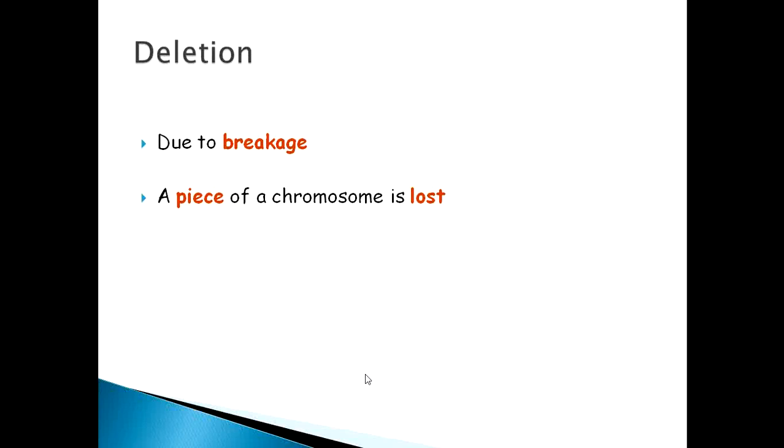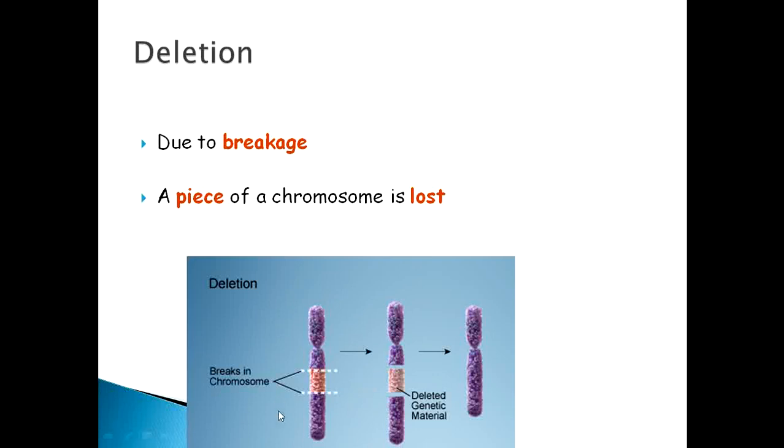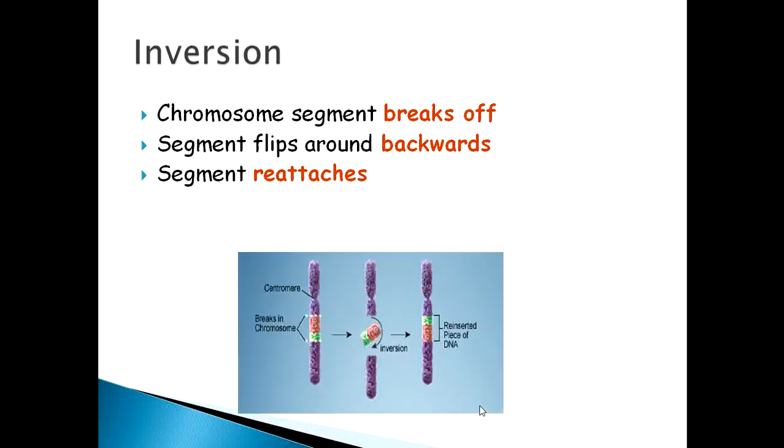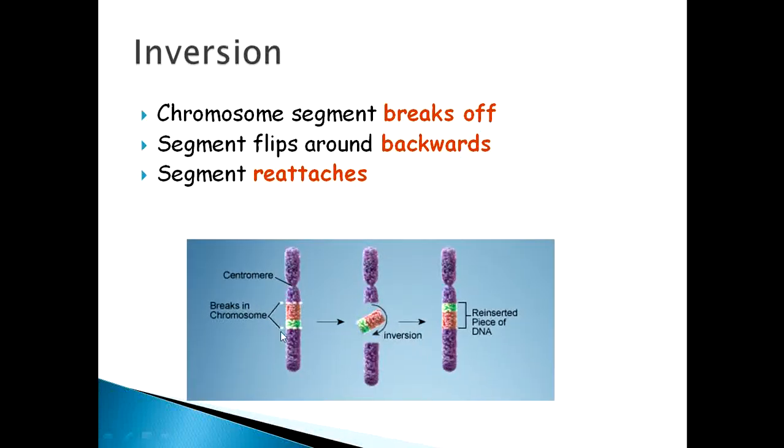Deletion is due to breakage. A piece of chromosome is lost. You can see pink portion is deleted and the length of chromosome is shortened. While in inversion, chromosome segment breaks off, flips around and reattaches. You can see here the chromosome shown in pink and green color. It breaks off, flips over and then is reinserted.